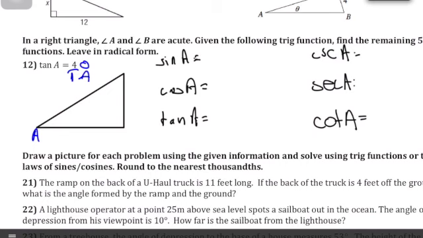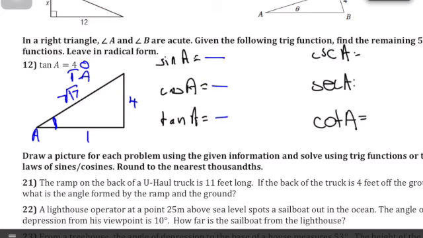So now we can go ahead and label our sides. If angle A is where I'm looking at, then I know the opposite side is 4, and I know the adjacent side is 1. So I'm going to go ahead and use the Pythagorean theorem to get the hypotenuse, which would be the square root of 17.